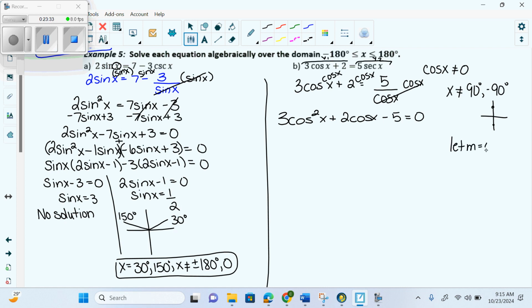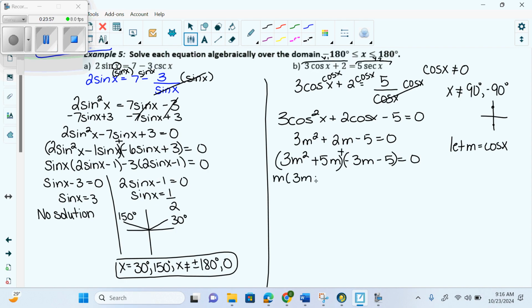Let m equal cos x. 3m squared plus 2m minus 5 equals 0. 3m squared, but multiply is going to be negative 15, and now it's going to be positive 5m minus 3m. I don't know why I went that route. They were not nice together. Take out an m, 3m plus 5. Take out a negative 1, 3m plus 5. Put the blue box back. That's awesome. m minus 1 equals 0. 3m plus 5 equals 0.